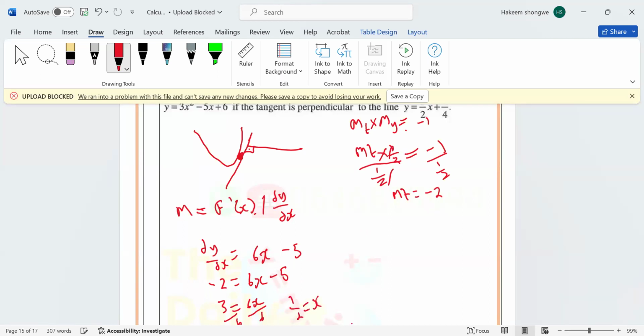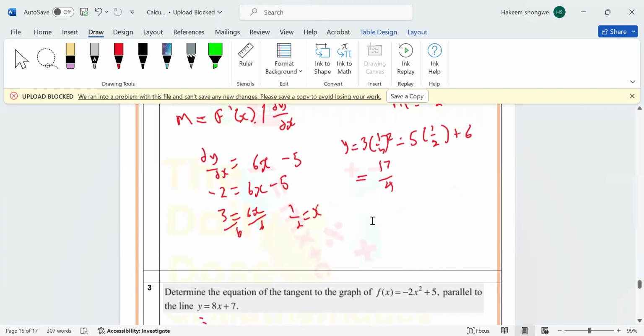So I'm going to use the very same x to find my y value. I'm going to go back to the original equation, y is equal to 3x squared minus 5x plus 6. Now my x is a half, so y is equal to 3 times half squared, minus 5 times half, plus 6. Then you punch the calculator. The answer is 17 over 4, if I'm not lying.